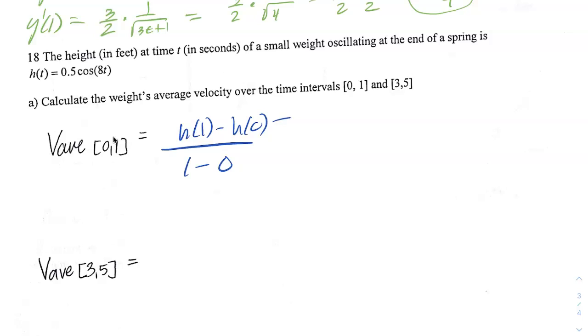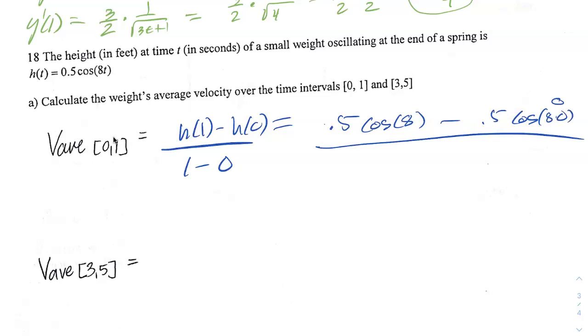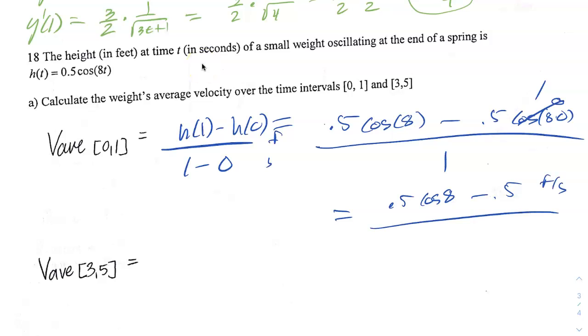So it's going to be, let's see, plugging into the formula: 0.5 cosine of 8 minus 0.5 cosine of 8 times 0, which is just 0, over 1. Cosine of 0 is actually just 1. So I just get 0.5 cosine 8 minus 0.5. And that's all I could do. Units: it is feet and seconds, so feet per second. So there we go with that one.